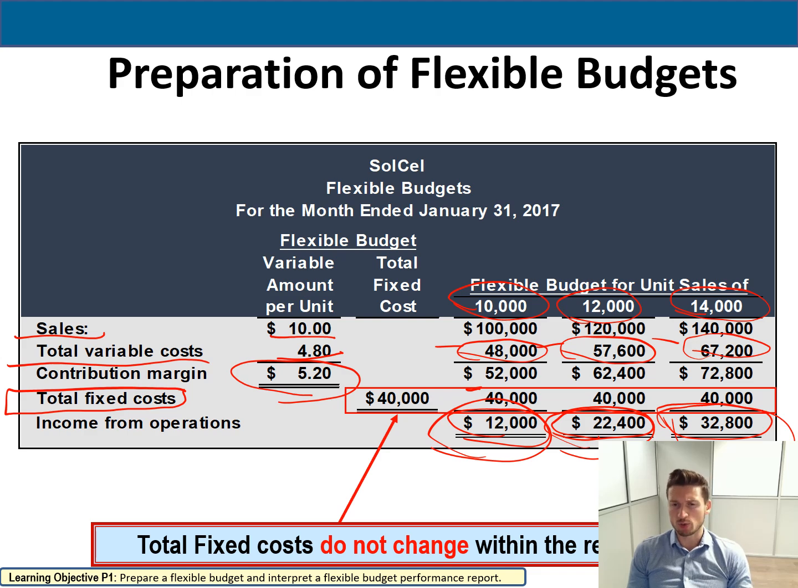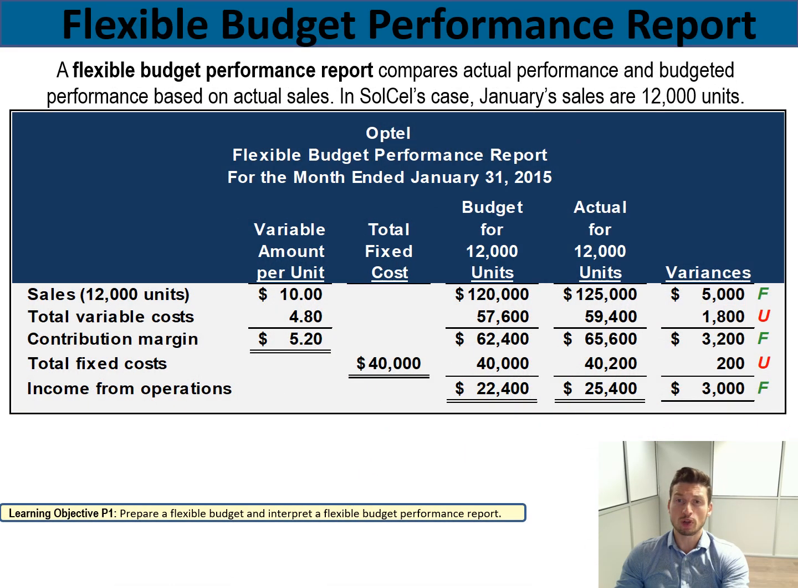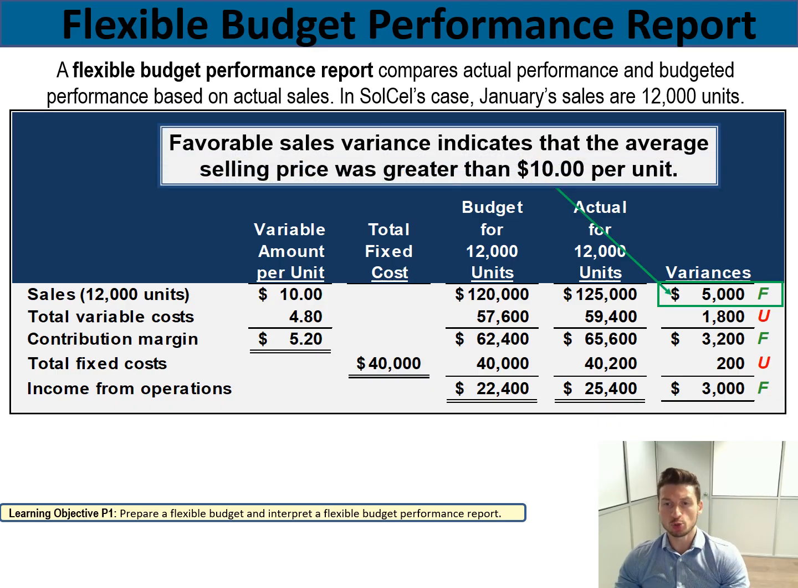Next step is we simply need to analyze and compare one of them to actual results. If you remember from the previous slide, the actual results we had were for 12,000. 12,000 actual results are given here. And what you need to do is simply compare these actual results to budgeted results. Okay, so what is happening? We're expecting our budgeted sales will be 120,000, but actual sales are 125,000. Which means that your variance is 5,000 favorable.